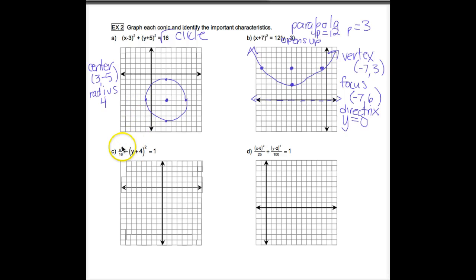All right, next one, x²/16 - (y + 4)² = 1. So this one has subtraction, and they're both squared. And if I multiplied by 16 to get rid of this, I would end up with a 16 in front here. We know that this has to be a hyperbola.